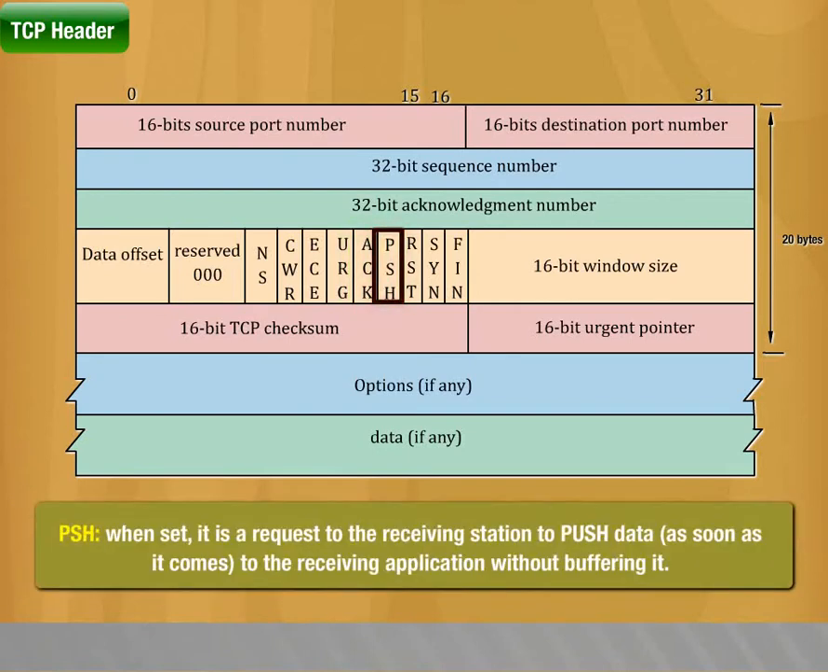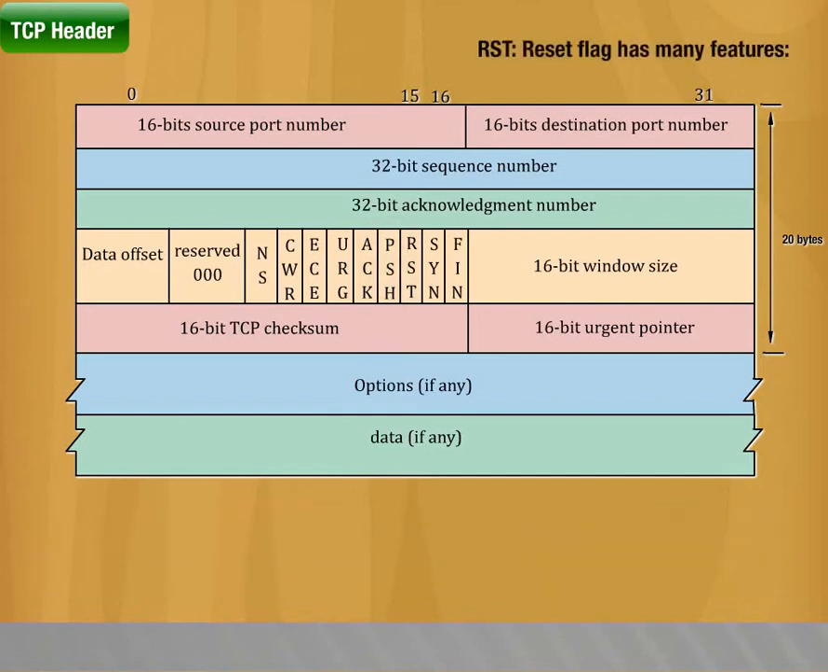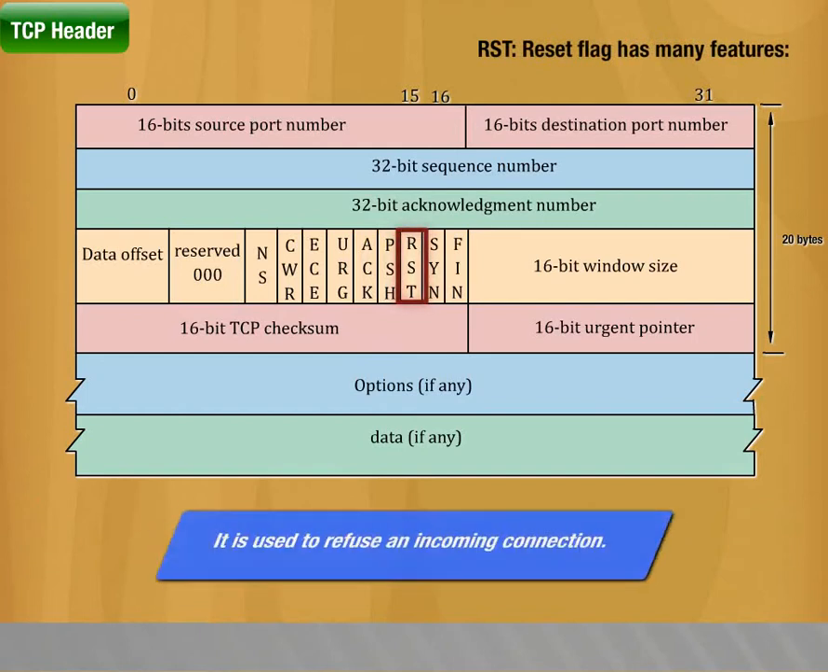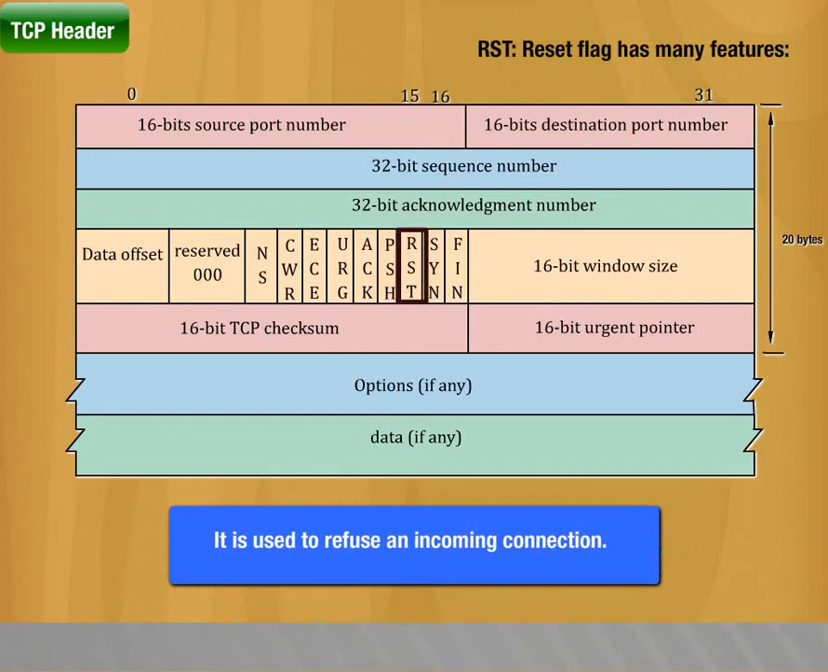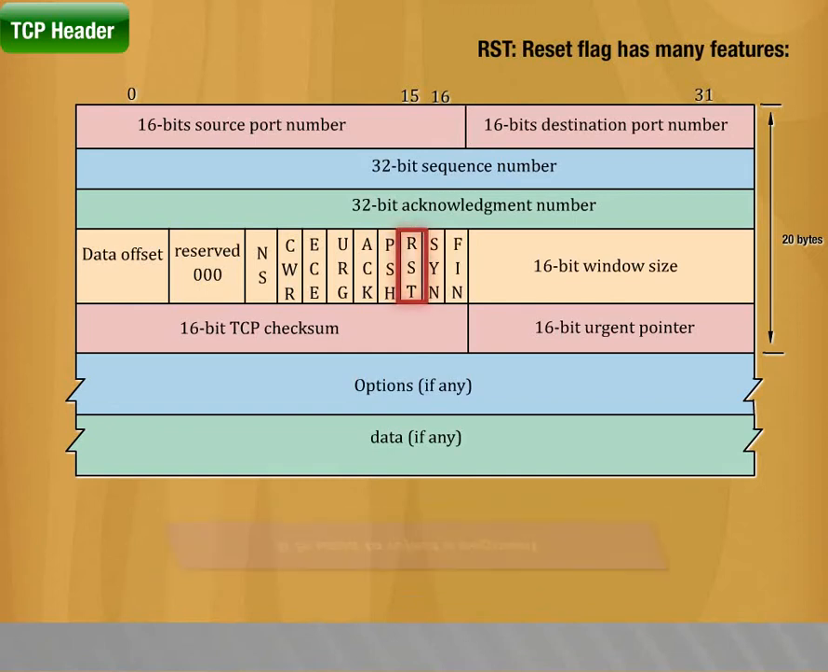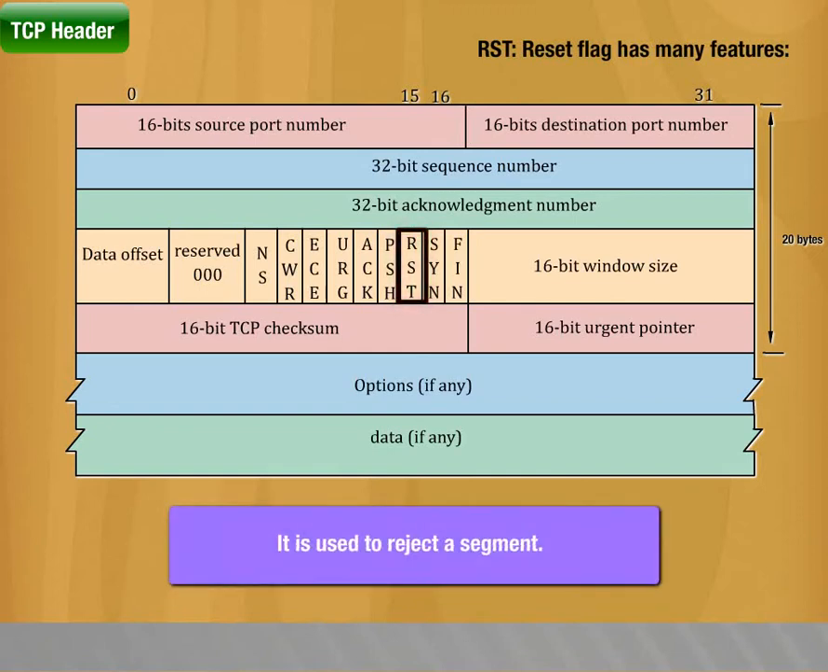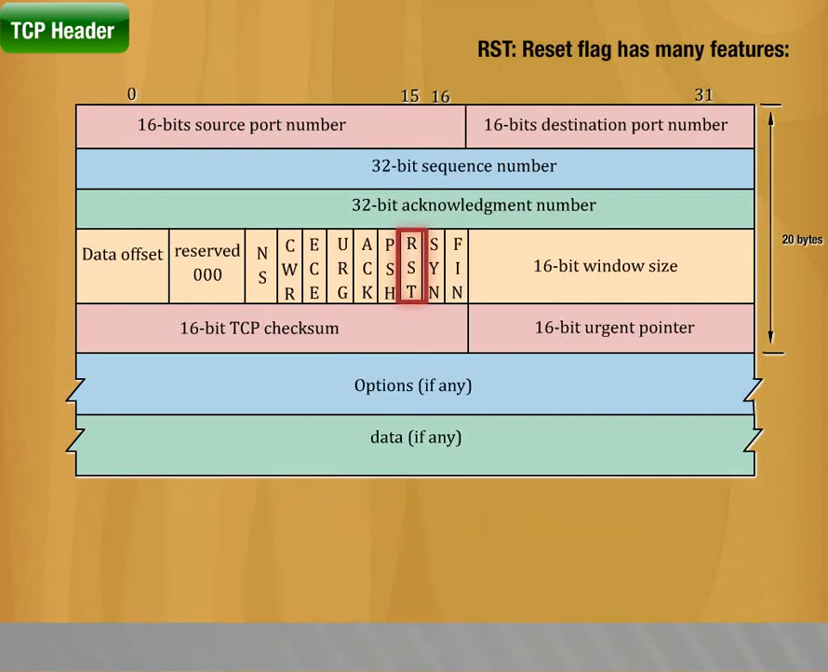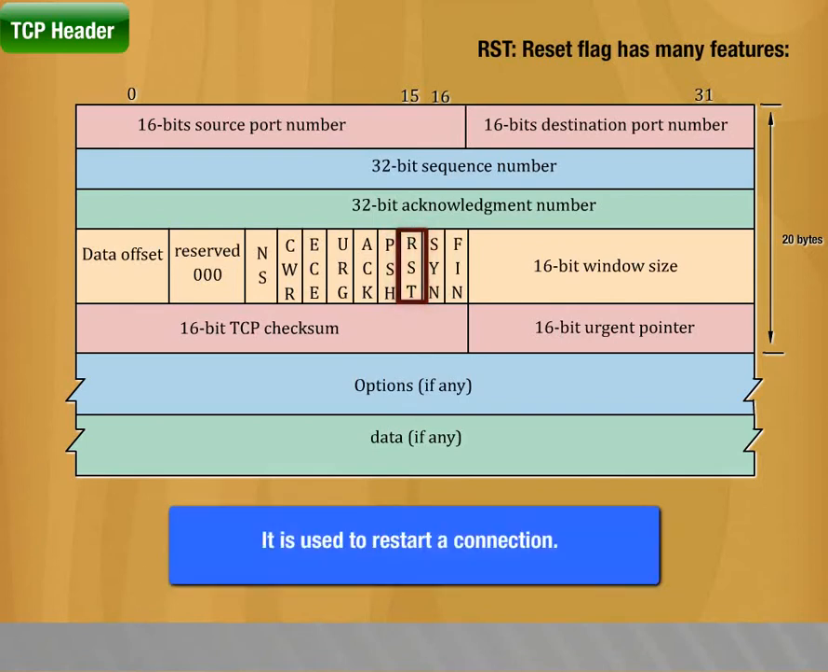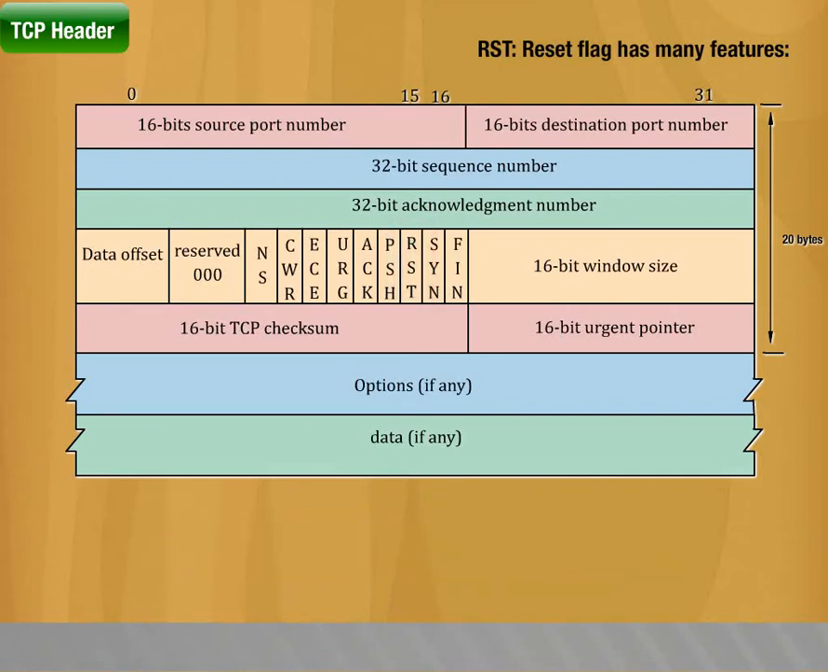PSH, when set, is a request to the receiving station to push data as soon as it comes to the receiving application without buffering it. RST, the reset flag, has many features. It is used to refuse an incoming connection. It is used to reject a segment. It is used to restart a connection.